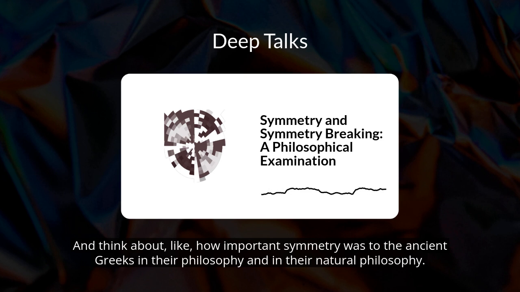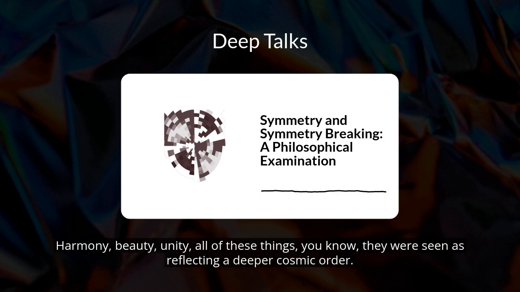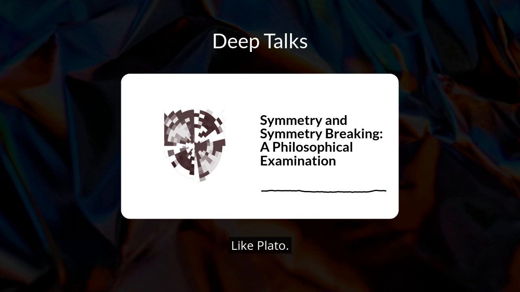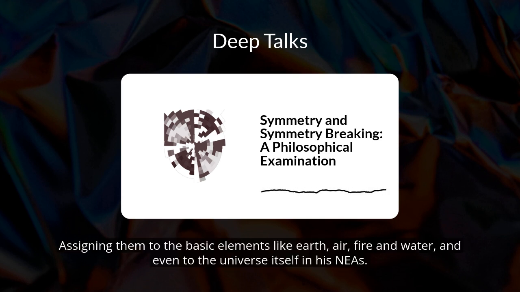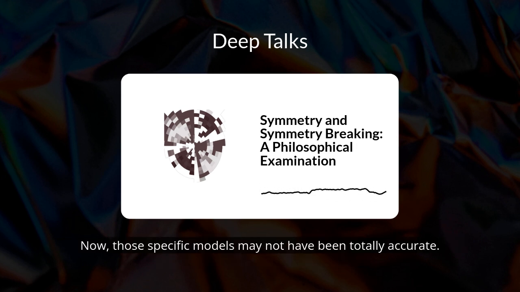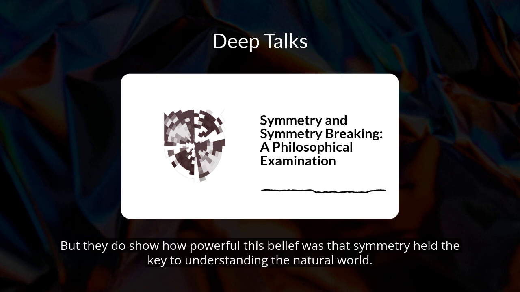And think about how important symmetry was to the ancient Greeks in their philosophy and in their natural philosophy. Harmony, beauty, unity, all of these things were seen as reflecting a deeper cosmic order. Like Plato. He was obsessed with these perfect geometric solids, assigning them to the basic elements, like earth, air, fire, and water, and even to the universe itself in his Timaeus. Now, those specific models may not have been totally accurate, but they do show how powerful this belief was that symmetry held the key to understanding the natural world.